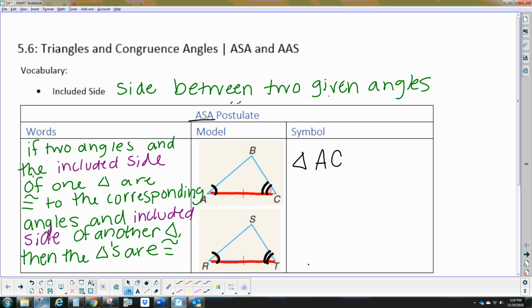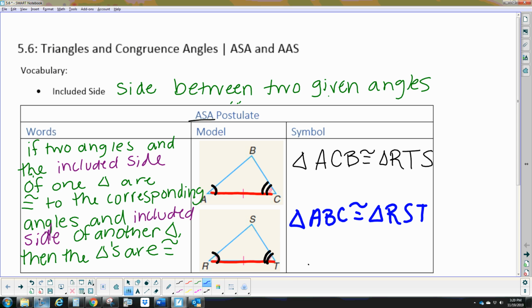The only vertex that I didn't use is B. So I have to make sure to list all three vertices. Okay, and that's congruent to angle R, or triangle RT, and then my non-included unmarked vertex. Now, again, you could write this other ways. So another example might be triangle ABC is congruent to triangle RST.